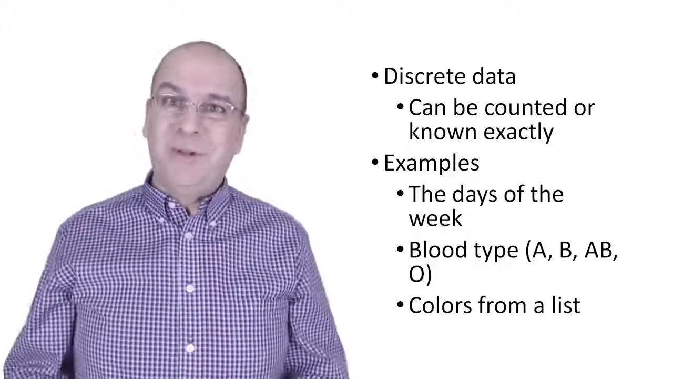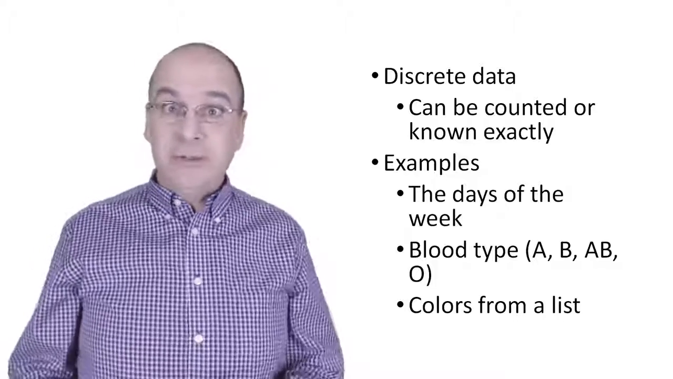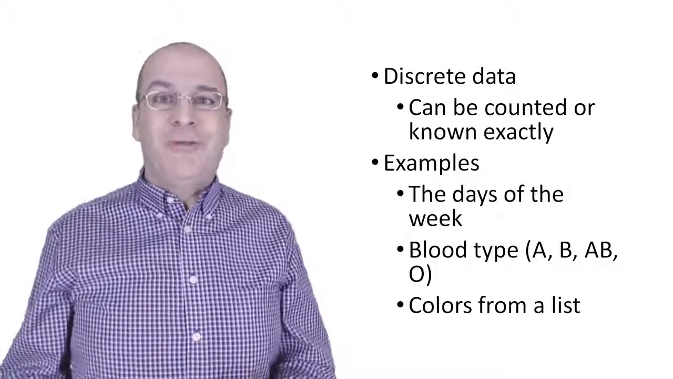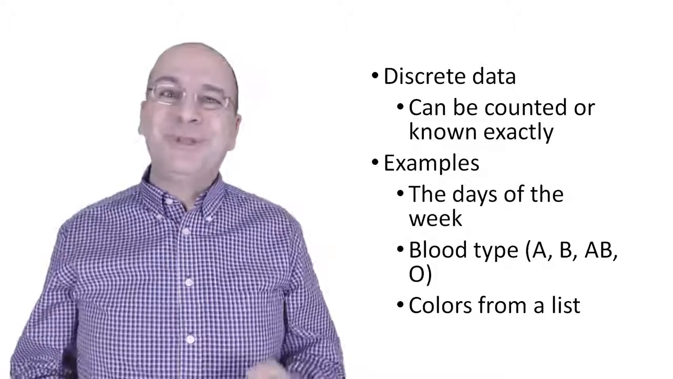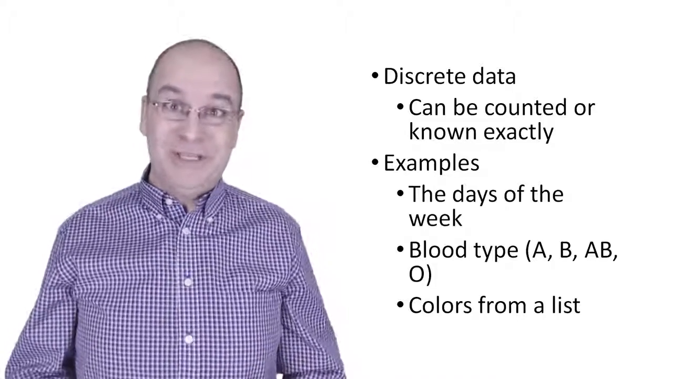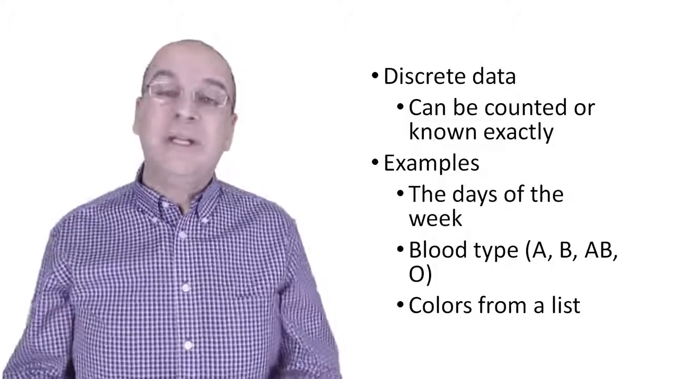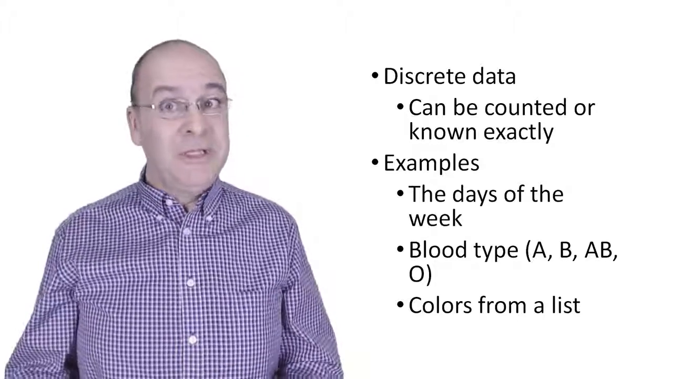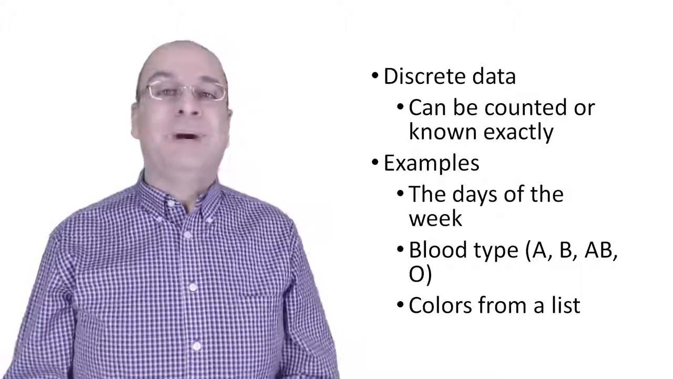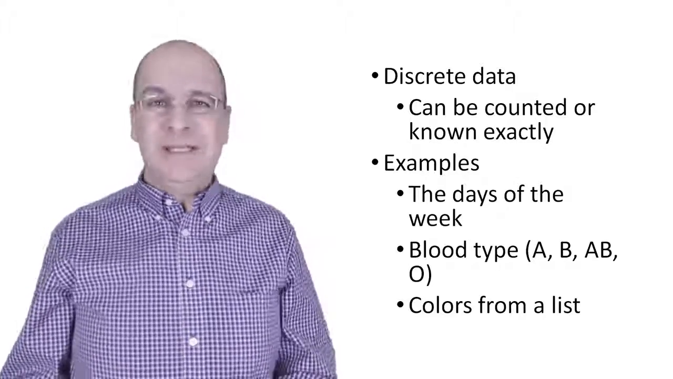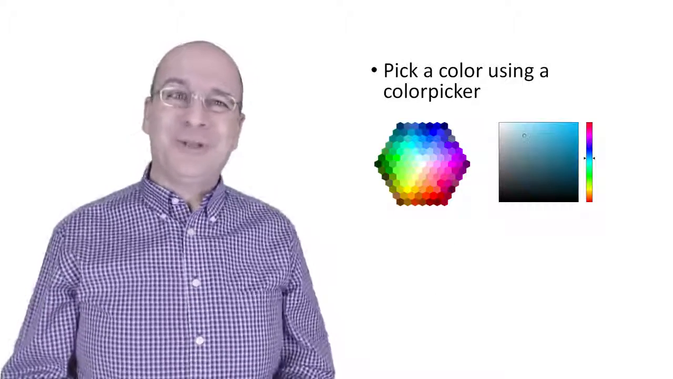The final example on this slide is colors from a list. Not colors in general. Colors are from light, the wavelengths of light, and light is most definitely continuous. There are an infinite number of possible light frequencies, so color in general is a continuous piece of data, but color from a list is actually not. So let's talk about color some more.